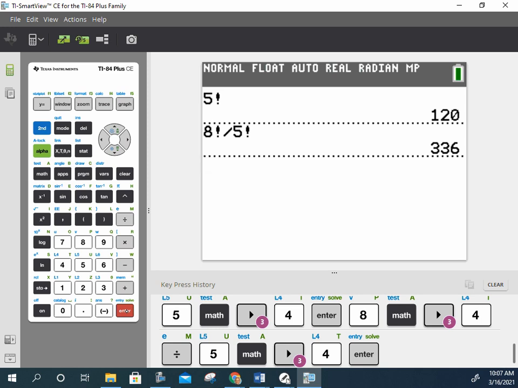Now, for those of you with a graphing calculator, you can make this a little bit easier too. So remember, it was 8P3.